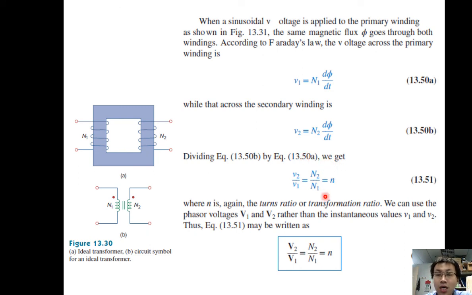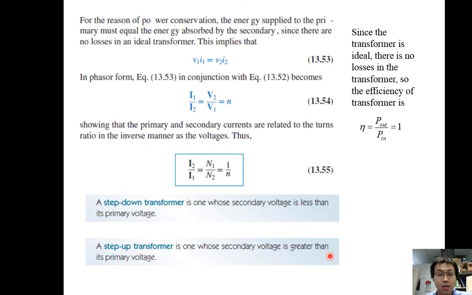Then we find that it is the transformer ratio. We call it the turns ratio. So, in summary, V2 divided by V1 equals N2 divided by N1 equals N, which is the turns ratio. Since the transformer is ideal, there are no losses, so the efficiency of the transformer must be 1. Efficiency is P out divided by P in. P out is the same as P in, so our efficiency is 1.